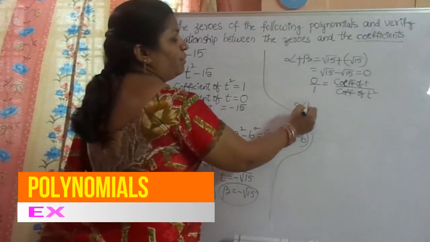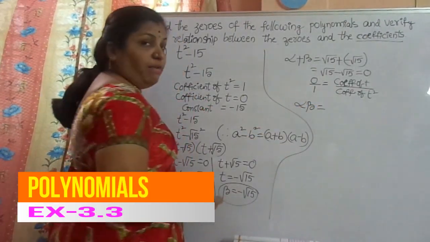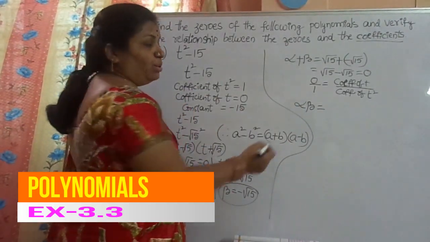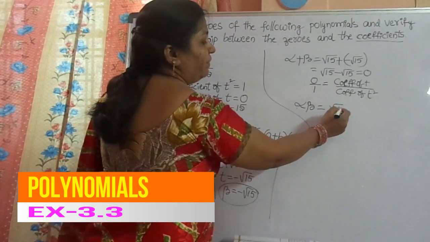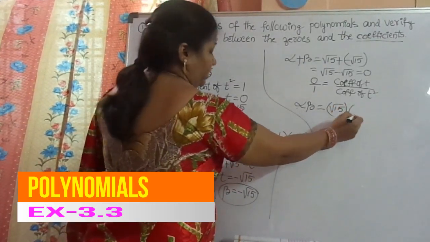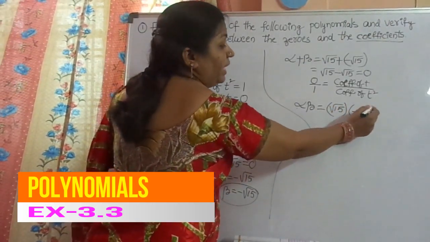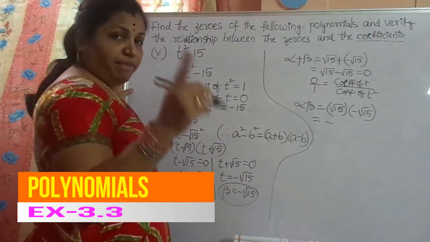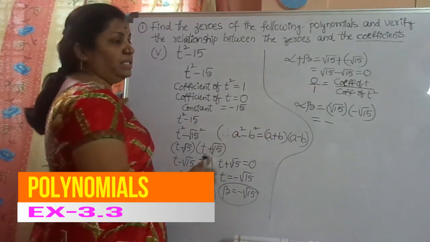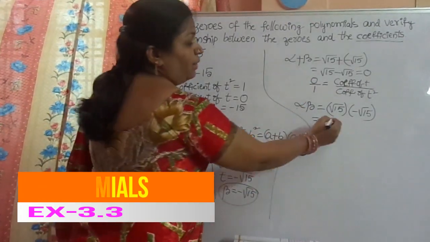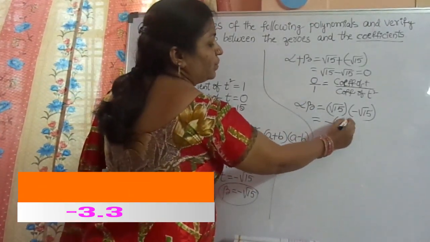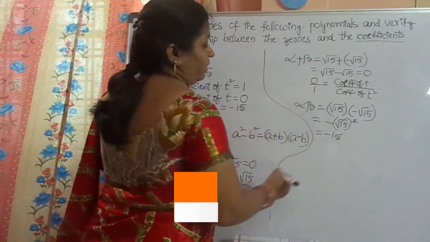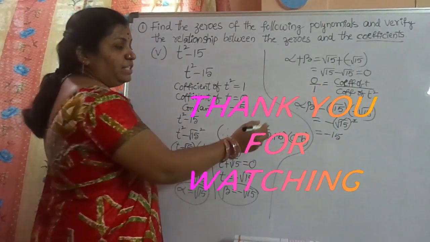Now go to the multiplication, the product alpha beta. The product of the zeros: the alpha value is root 15 and the beta value is minus root 15. Multiply it. Here write the minus symbol as it is, since we have only one minus symbol. Root 15 into root 15 is root 15 whole square. The square root gets cancelled. Minus 15.